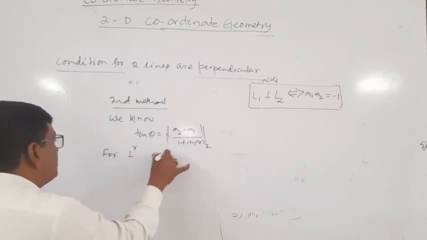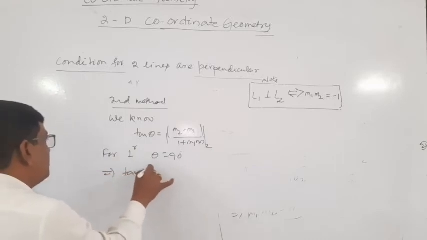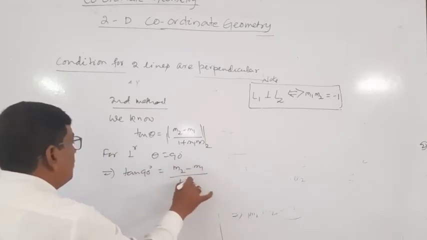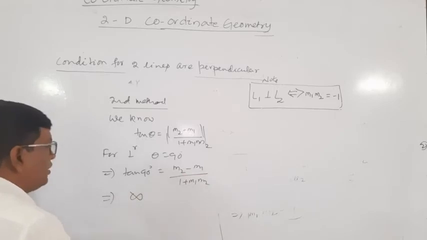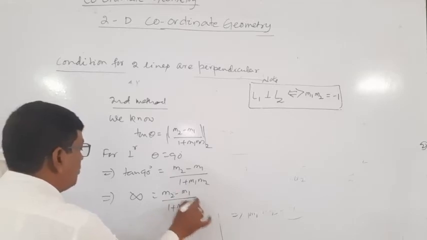For perpendicular lines, theta is equal to 90 degrees. That implies tan 90 degrees is equal to (m2 minus m1) divided by (1 plus m1 into m2). Tan 90 degrees means what? Infinity. That is (m2 minus m1) divided by (1 plus m1 into m2).